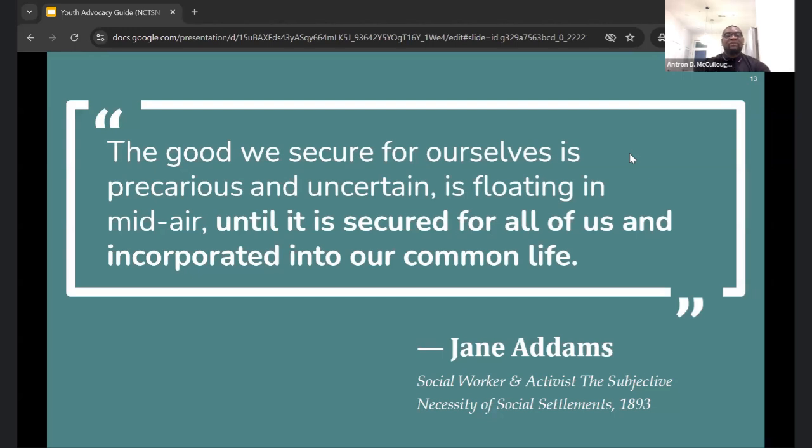Here's a quote by Jane Addams. "The good we secure for ourselves is precarious and uncertain, is floating in midair until it is secured for all of us and incorporated into our common life." Oppressive behavior reinforces historical hierarchies of power and pulls us back individually and collectively from reaching our full potential.